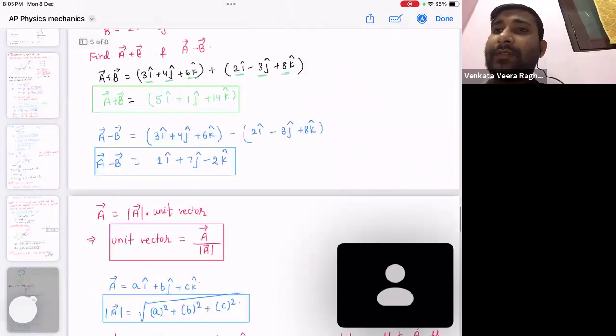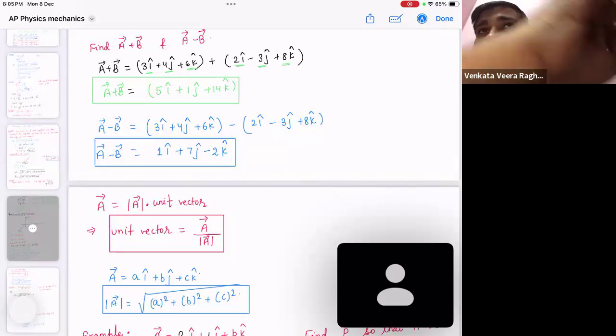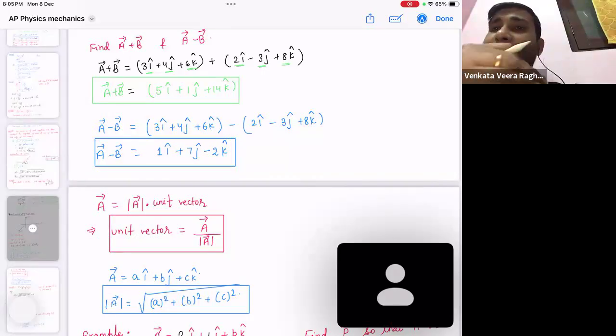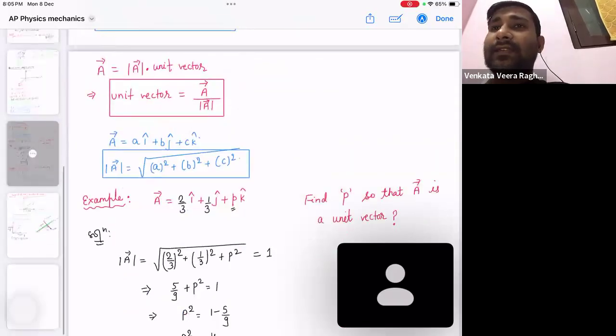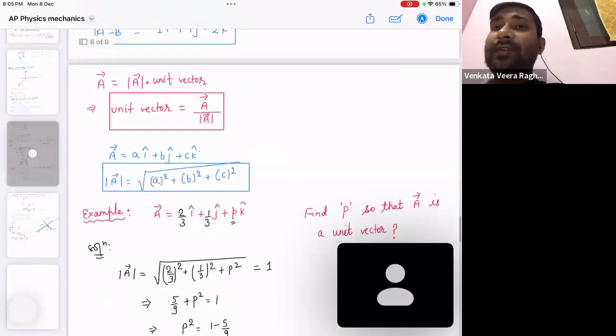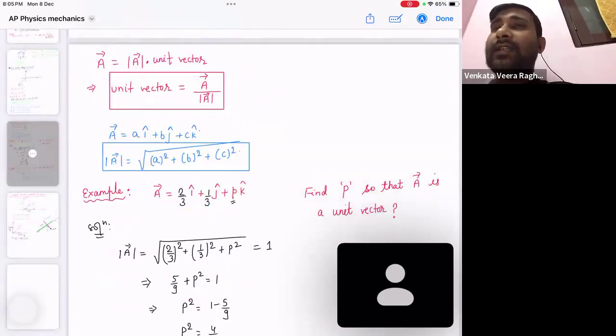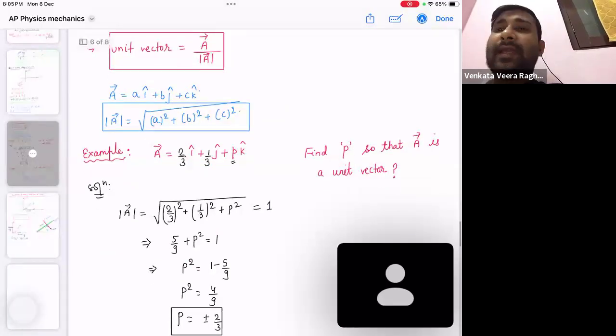If the vector is given in unit vector form, we can add component-wise: the i cap component with i cap, the j cap component with j cap, and the same for the k cap component. Sometimes a vector is given and they ask us to find its unit vector. How do we find it? By taking the vector divided by its magnitude. Mod of the vector means the magnitude of the vector.